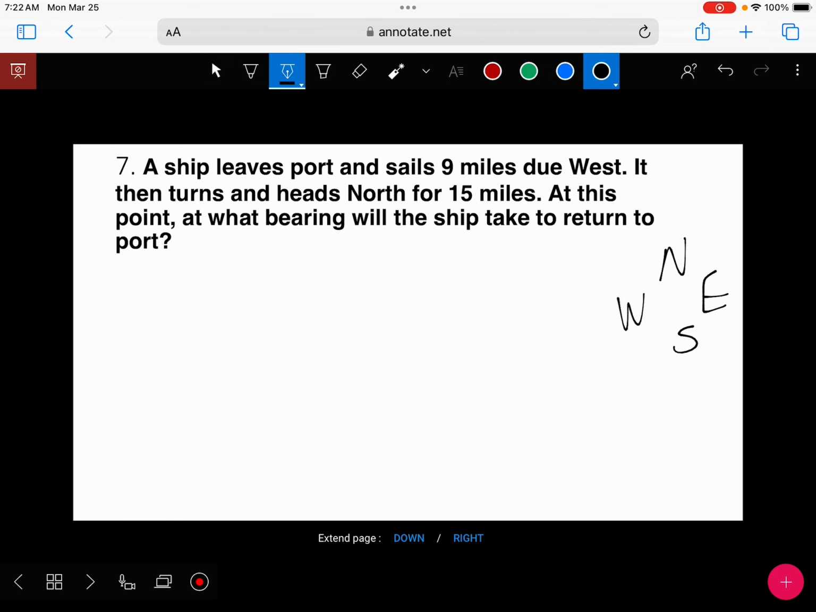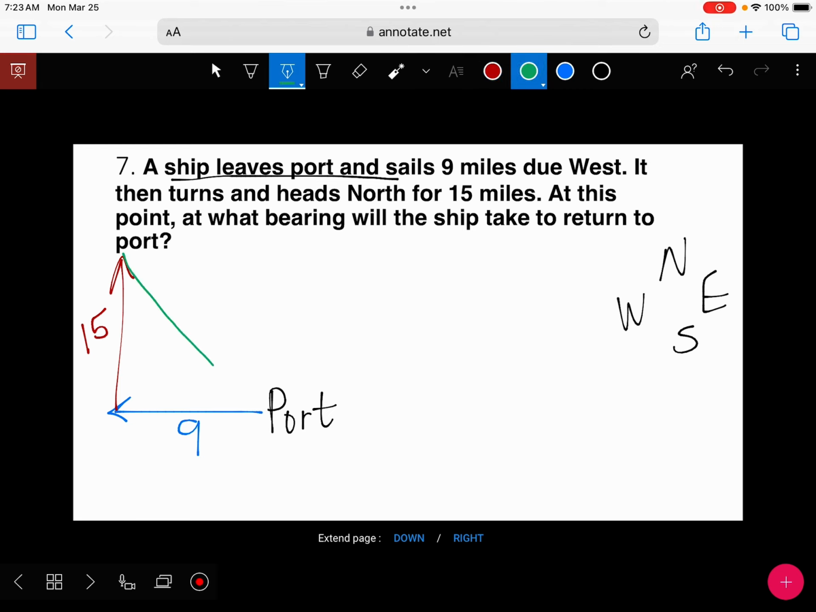Okay, so it says that the ship went... So we're at the port. It traveled 9 miles west, so that would be this direction. And then it turned and went up north 15 miles. At that point, what bearing will the ship have to take to return? So we're returning here. That would be this angle right here.